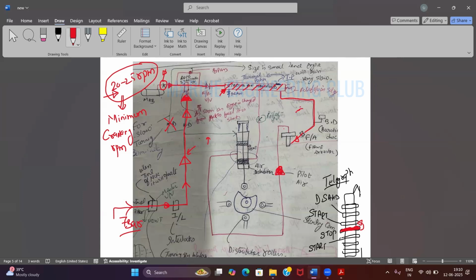Until this air also comes to this air starting valve, it will not start injecting. So what happens? You see, this is a tapping given over here on the pilot valve, and the air is coming to my distributor. I told you this is my distributor. This complete part is my distributor. Later on, I will show you the actual diagram of the distributor also. But for now, just for understanding purposes, we will continue with this diagram. So this is my distributor.